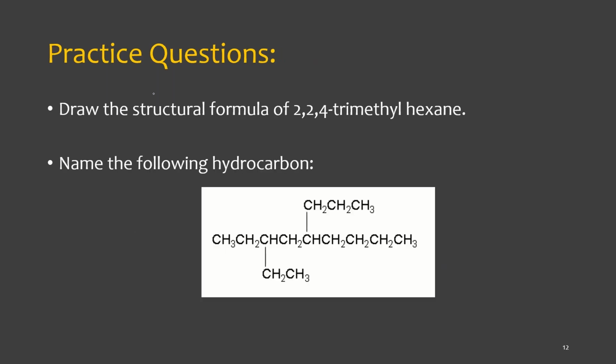These are practice questions for you. Draw the structural formula of 2,2,4-trimethylhexane. This time, apart from naming, you have to deduce the structure from the given name, and you can do it. Name the following hydrocarbon. First identify the longest chain, then identify the substituents and their positions on the chain, and then name it. You can write your answers in the comment section below, or maybe contact me in person.